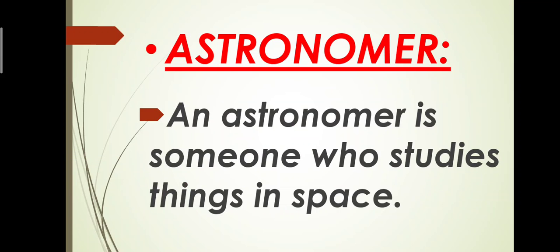First of all, what is the meaning of the term astronomer? An astronomer is the person who studies the things in space, the things present in space. For example, Earth, Moon, Sun, and the 9 other planets. These are all things present in the space, in the solar system. And an astronomer is the person who studies things in space.